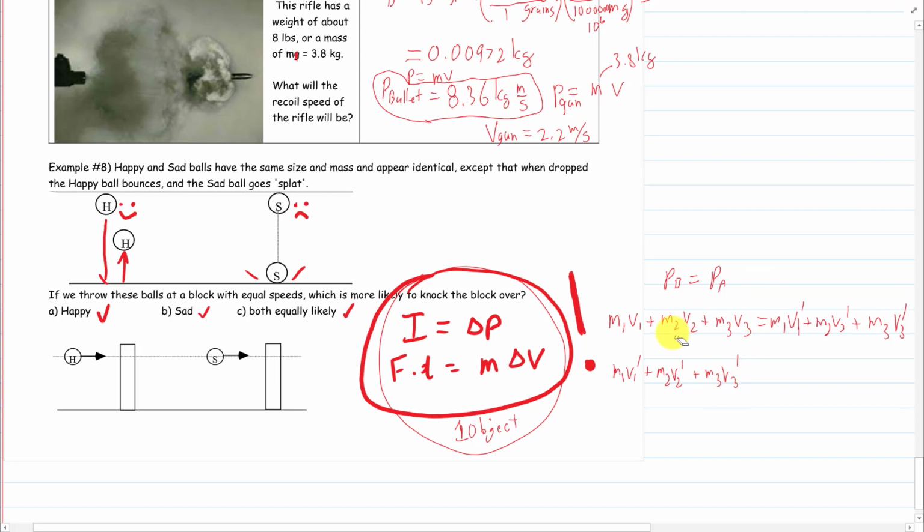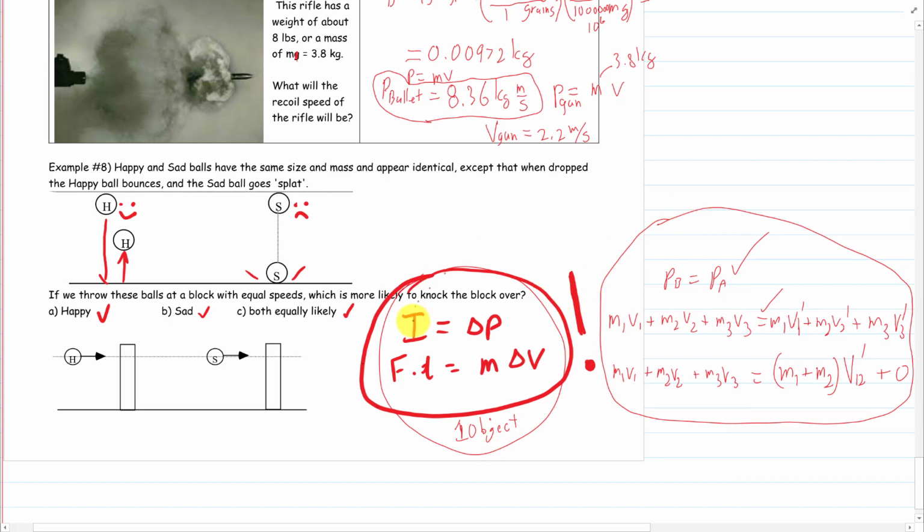Oh, these are not primes, these are befores. And that equals, maybe these two guys stick together, and this guy stops. Who knows, right? If they stick together, M1 plus M2, might as well make it one mass. And they're going V, and I'll call it 1, 2 prime. And maybe this guy stops, so plus 0. Who knows? But you write down this, you write down this, and then you start making it how it applies to this one. Start plugging in the numbers and away you go. So this is for multiple objects, collision, and this is for single object.